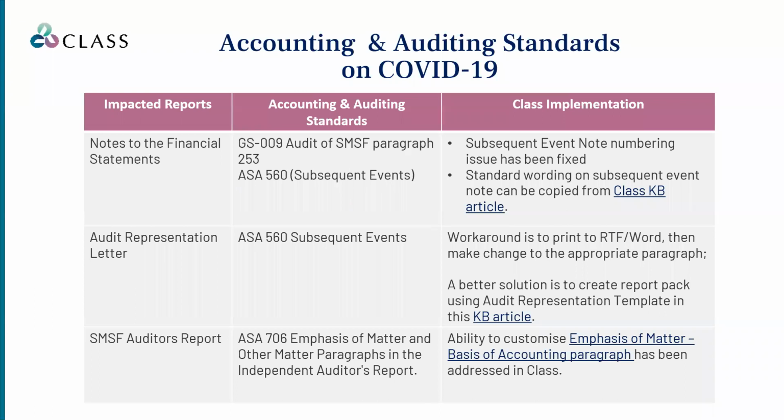So what I did in this table is I summarized the impact on reports: notes to the financial statements, audit representation letter, and the auditor's report. What Class has done: basically, for the subsequent event note, we've fixed the bug about numbering, so the numbering now is in sequence. You can also change the wording, customize the notes to the subsequent event notes. And we'll go through that later in the case study.